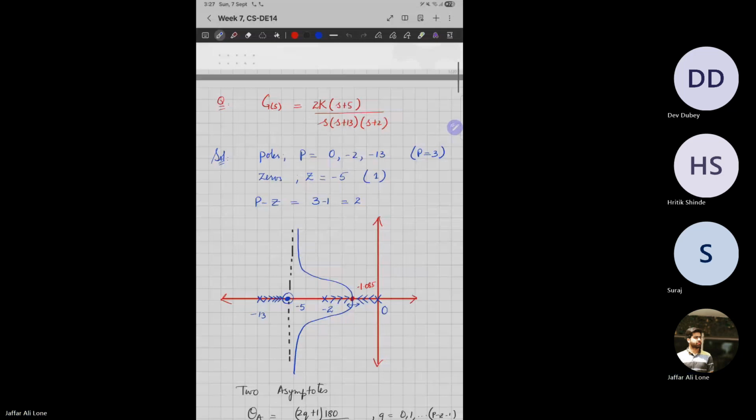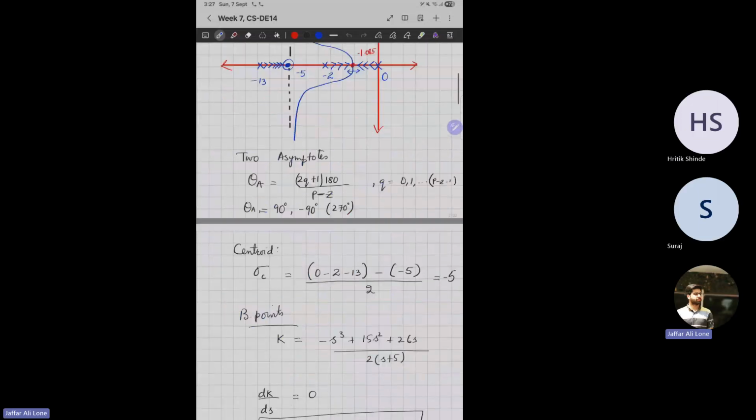Is the screen visible to everyone? Suraj, can you confirm? Is the screen visible to you? Dave Dubey, maybe you can just log off and then log in again to see the screen, because the screen is visible to others.